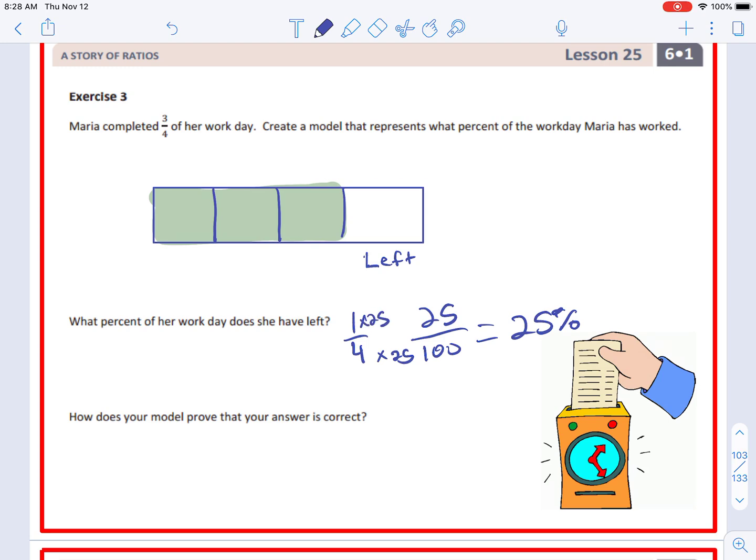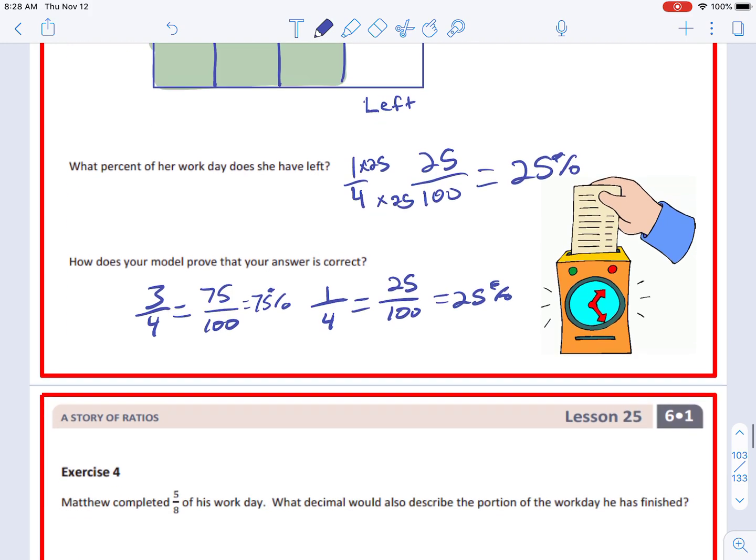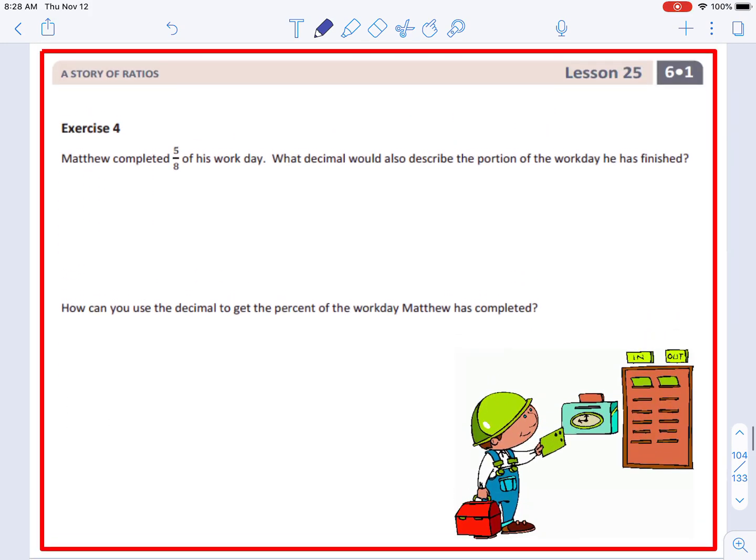And how does your model prove that your answer is correct? Well, 3/4 would be equal to 75%, because 4 times 25 is 100, so 3 times 25 is 75, and 1/4 is equal to 25 over 100, which equals 25. And this would equal 75%. All right. Let's go ahead and move on.